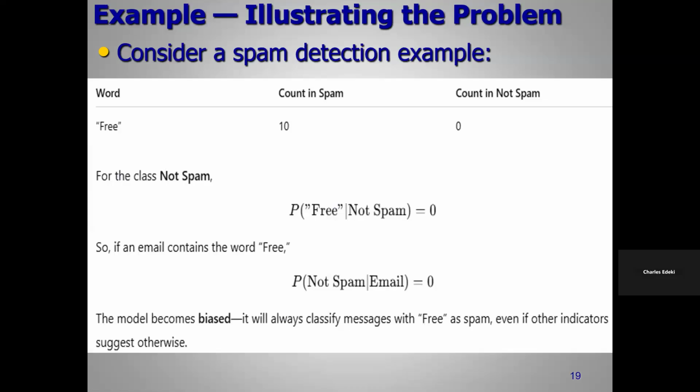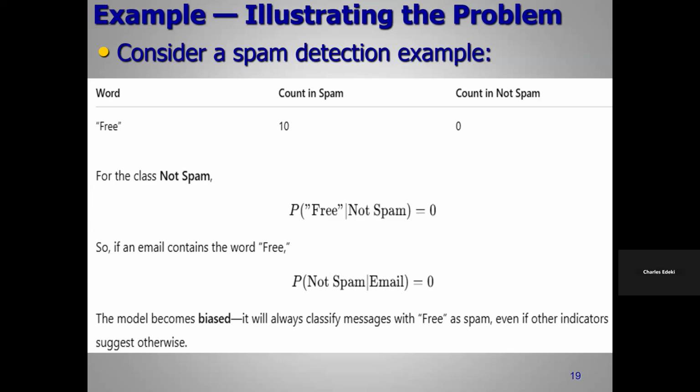Okay, so this is another example. This is the problem again. Let's say we have the word 'free'. The count in spam is 10, but the count in not spam is 0. So for the class not spam, it's 0 then.